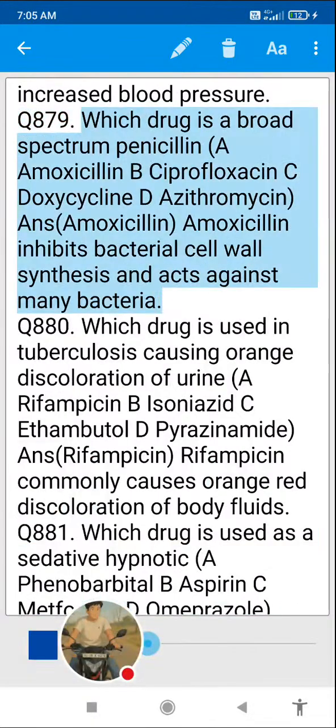Q879. Which drug is a broad-spectrum penicillin? A. Amoxicillin. B. Ciprofloxacin. C. Doxycycline. D. Azithromycin. Ans. Amoxicillin inhibits bacterial cell wall synthesis and acts against many bacteria.